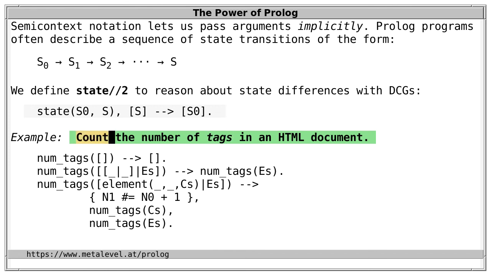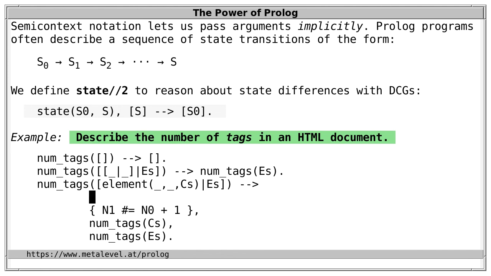And by the way, we don't just count the number of tags, rather we describe the number of tags in an HTML document, because we can use the same program to generate a document and a number of tags. And we can also ask, does a document have a certain number of tags and so on? So we watch our wording and aim for declarative descriptions.